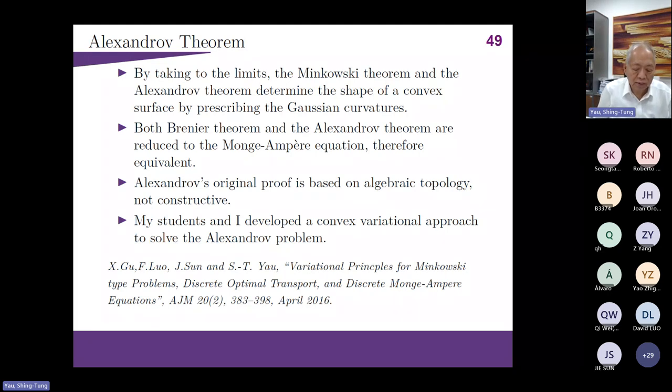Unfortunately, Alexandrov's original proof is based on purely algebraic topology, which is not constructive for the purpose of generative AI. So David Gu and Feng Luo and myself and several other students developed a variational approach to compute the Alexandrov polyhedron in 2016, which leads to a practical algorithm for computing transport maps used for generative models. So this is a rather interesting thing. Although we know the existence, we know quite a lot of theory about it, to make it concrete, we use some ideas from the old paper to actually make it practical in this paper in 2016.